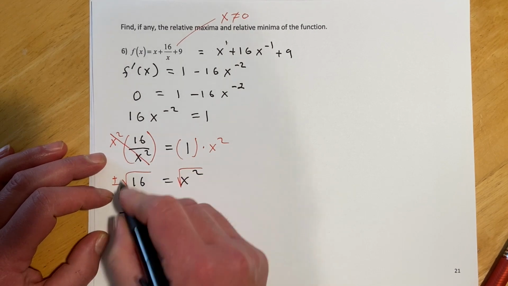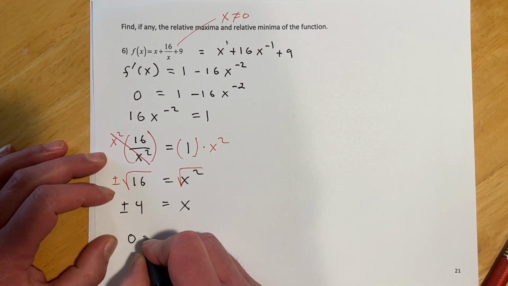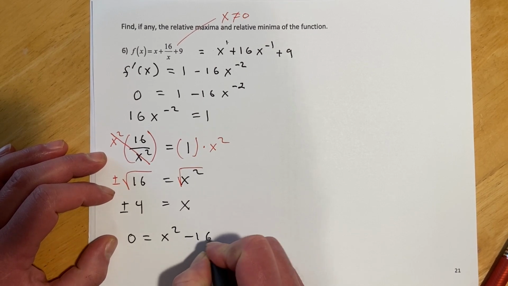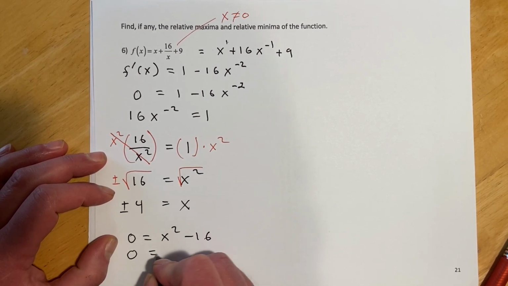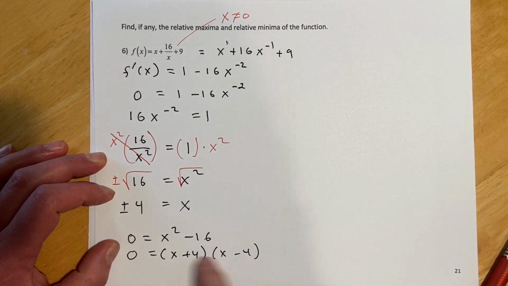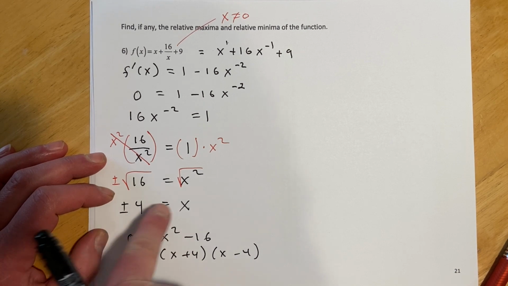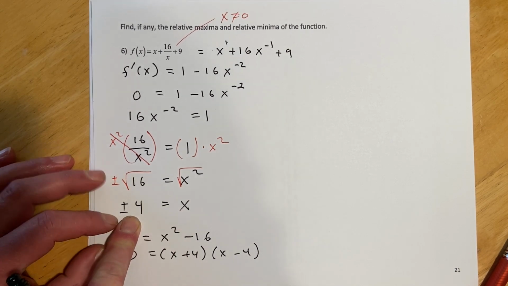Another way of looking at that is if I took this and brought that 16 over, I would have 0 equals x squared minus 16. And now if I factor, x plus 4, x minus 4. So you can see we totally do need both roots. So now that we know our x values, those are our critical values of 4 and negative 4.